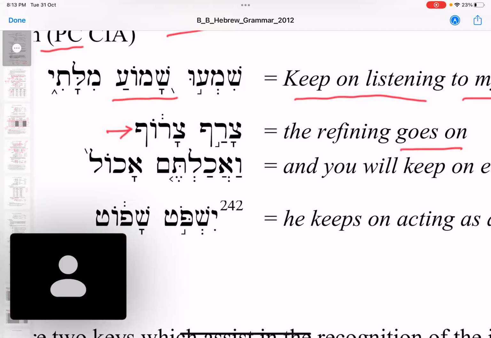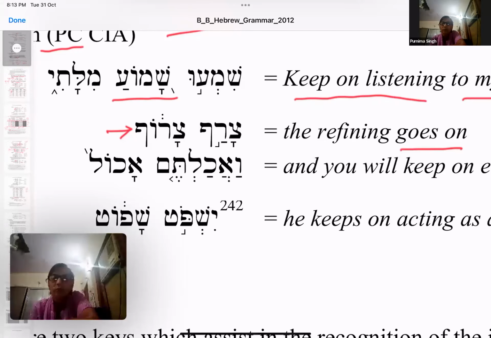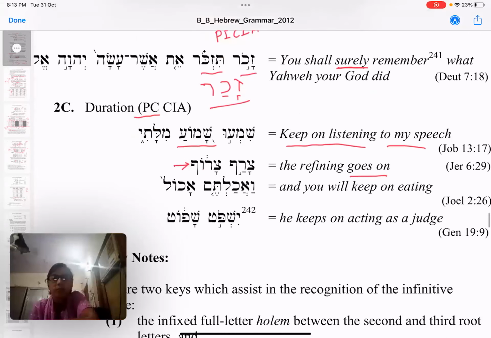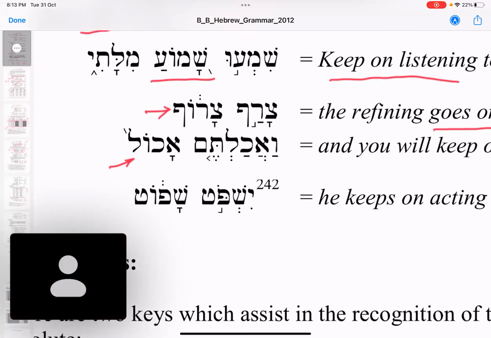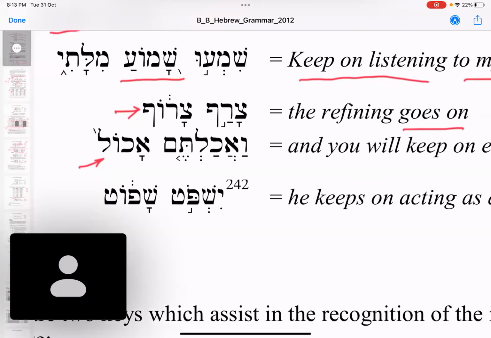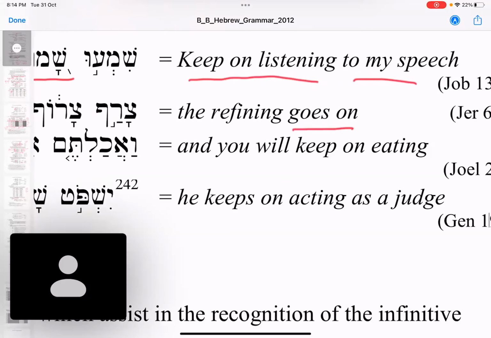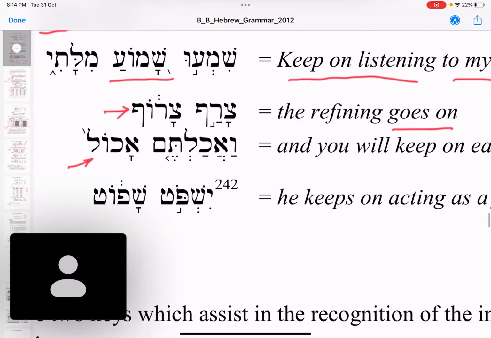Then the third example is where akaltem akol. Again, this is the cognate post-positive continuance. And here the root word is akhal, that means to eat. So here you will find akaltem akol, and you will keep on eating.